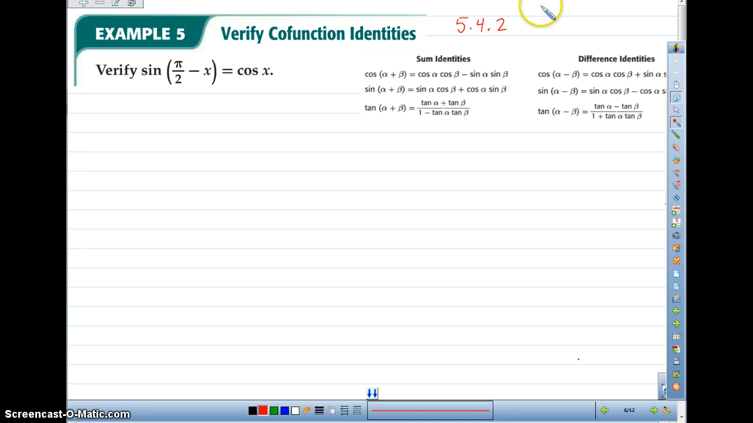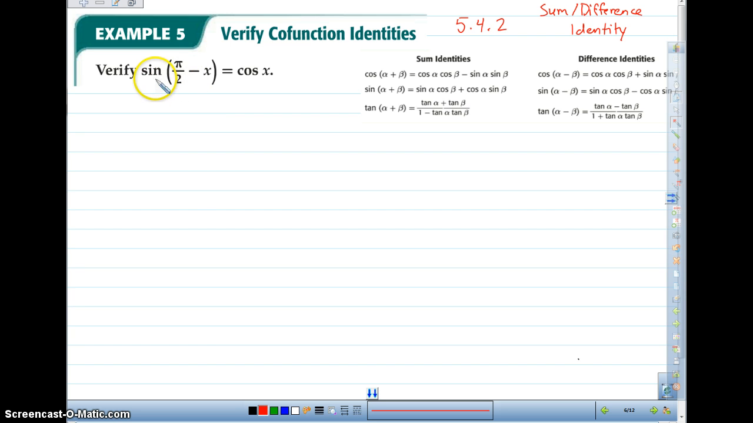We're still working with sum and difference identities, but this time we're going to be using them to verify. So it's a little bit easier because they actually give us what it's going to equal in the end. We just have to verify that it's true. So we just need to show the work to prove what identity they've given us is true.